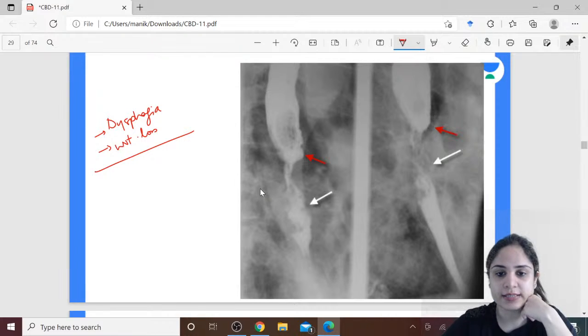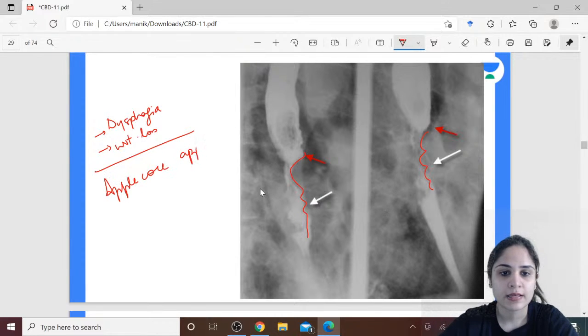Yes, very good. So yesterday only we discussed this. What appearance is this? This is like an apple that has been eaten into. Okay, so this is my apple core appearance, and apple core appearance is seen in case of CA esophagus. Alright, so can you tell me what is the investigation and what is the treatment?